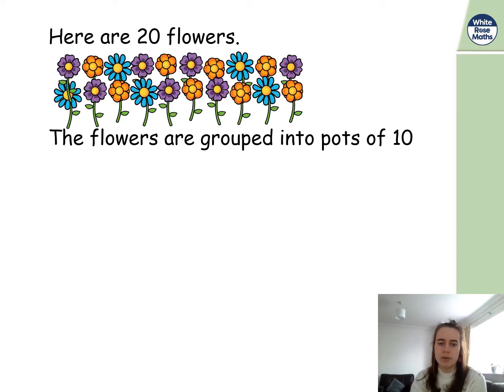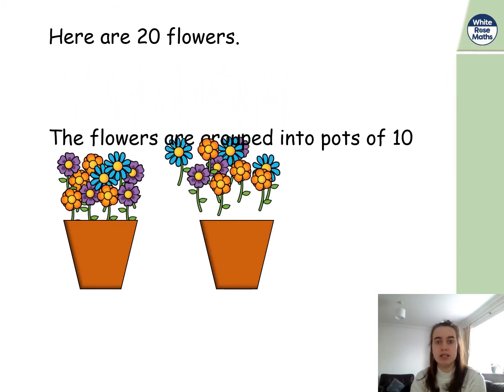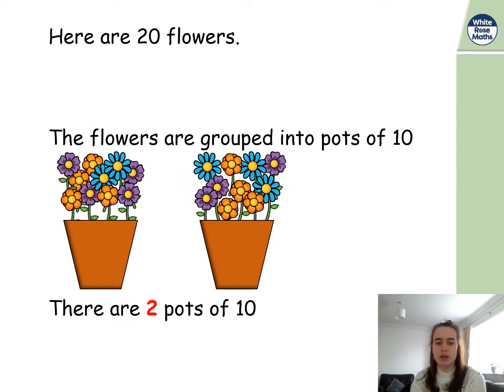Here are 20 flowers. This time we're going to group them into pots of 10. Not 10 pots, groups of 10. So there we go. There's 10 and there's another 10. There are 2 pots of 10. 20 divided by 10 equals 2.